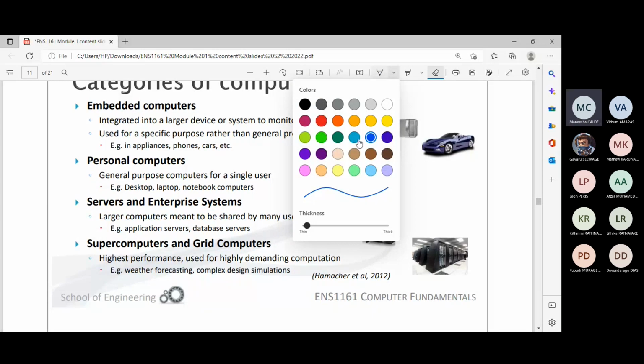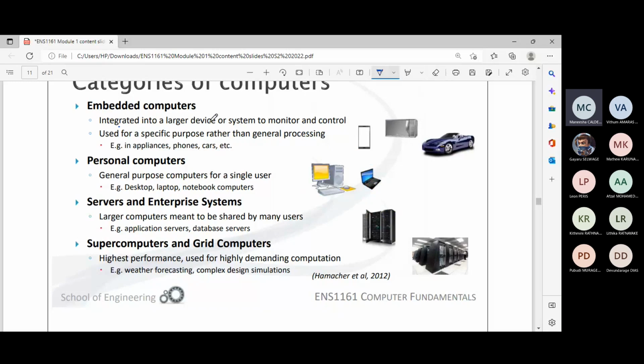An embedded computer is just a specific computer device integrated into a larger device, used for specific purposes rather than general purposes. An example is mobile phones. It has a very specific objective to perform. So it's known as an embedded computer. Very common and very generic.